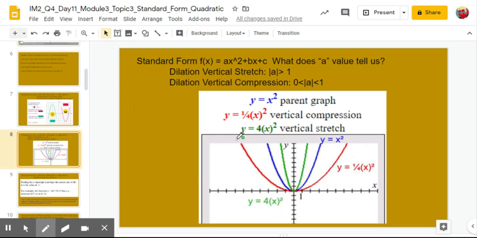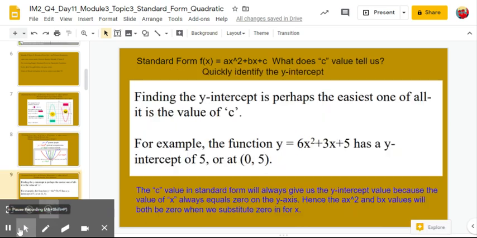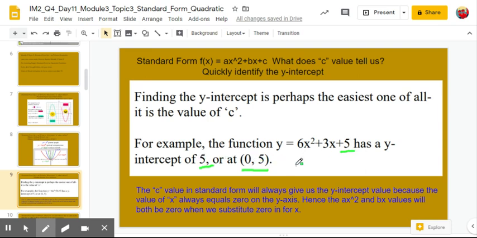Okay, so very similar to what we were doing with absolute value functions. The same idea, except we're dealing with a parabola now instead of a v. Now, one thing that's great about standard form is the c value. The c value is going to be our y-intercept. So for example, the function y equals 6x squared plus 3x plus 5, that's going to have a y-intercept at 0, 5. So you see it right here in the equation. There's your c value. That will always be the y-intercept when the quadratic equation is in standard form.